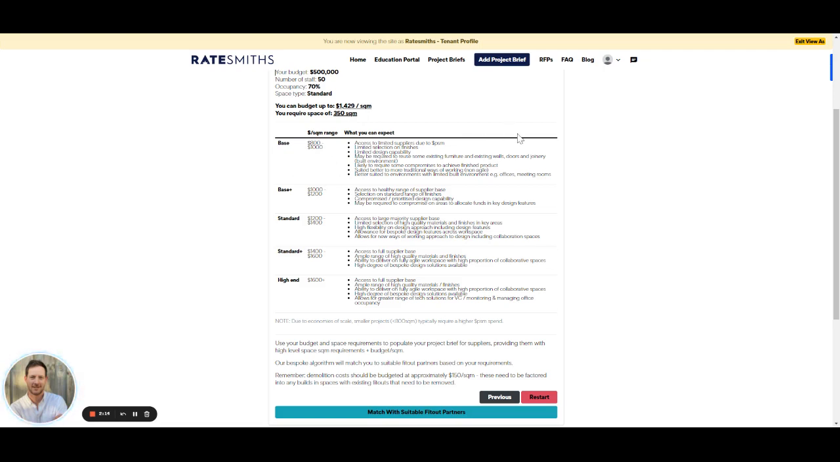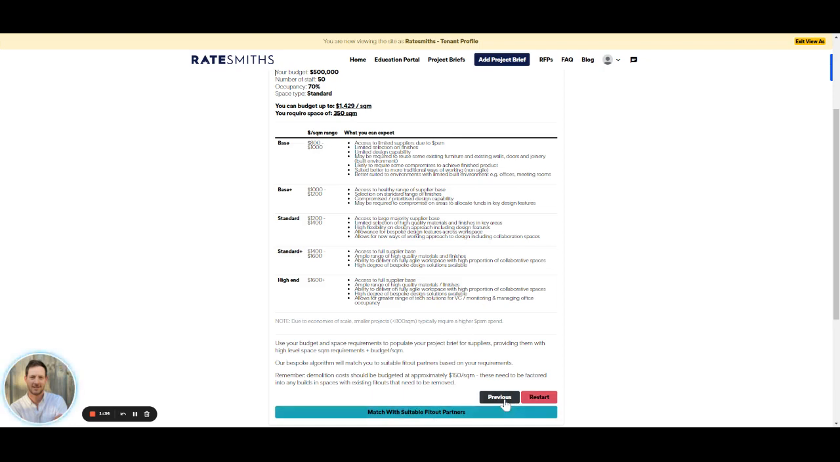Down below, we provide some insight into what that dollar per square meter range would get you. And essentially, this is about communicating where the compromises may be on the lower end and the high level of finishes that you can expect to achieve at the upper end. As we've noted below, you do have economies of scale on larger projects. So if you're looking at smaller than 800 square meters, you should really be looking at typically a higher spend per square meter.